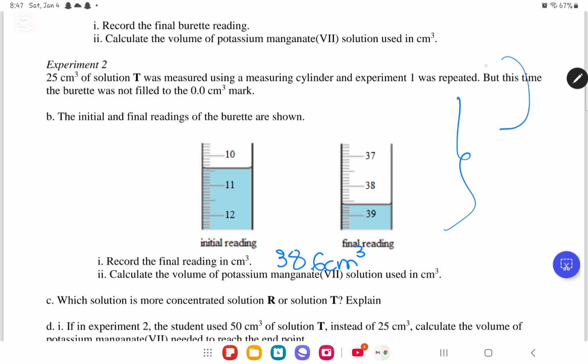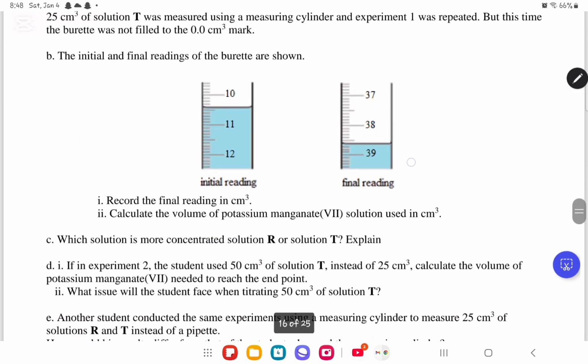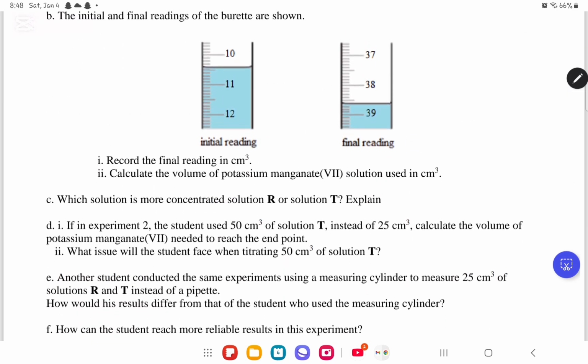Now calculate the volume of potassium manganate solution that was used in this experiment. So this experiment is different from the one above. Very simply, we just need to subtract 38.6 minus the initial one, which was approximately 10.4. So 38.6 minus 10.4 is going to give us 28.2 centimeter cubed. Now they asked us, which solution is more concentrated? Solution R or solution T? This is solution T, and this over here is solution R. Definitely solution T is the more concentrated because it had a bigger volume of potassium manganate.